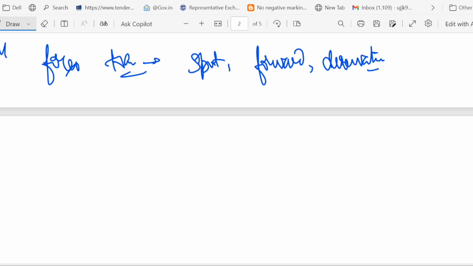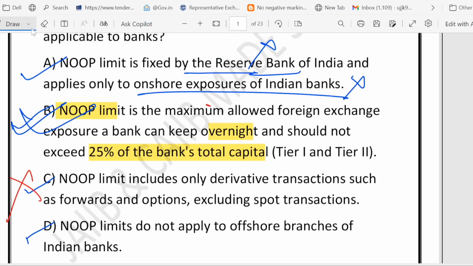So you can think of NWP as the total foreign currency balance that the bank is holding. It does not matter how it got that exposure. What it is saying, that it includes only derivative transactions? No, that's why it is wrong. What about option D? It says that it does not apply to offshore branches. Again, it is wrong. I told you now, NWP does apply to offshore branches. However, offshore exposures are not netted off against the onshore exposure. Remember, this is the very important thing.